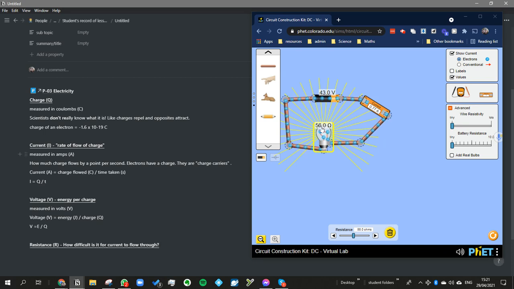So I've made it harder for the current to flow through this light bulb. In reality, how would I do that? Maybe I would make the bit of metal thinner, or maybe I'd make the bit of metal longer, so the obstacle is harder for the electrons to get through. Now, it relates current to voltage in this way. Resistance is equal to voltage. Let's use the symbols again.